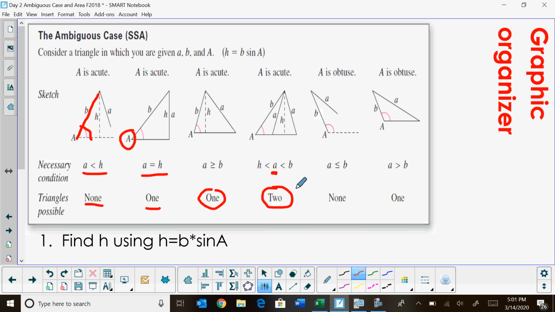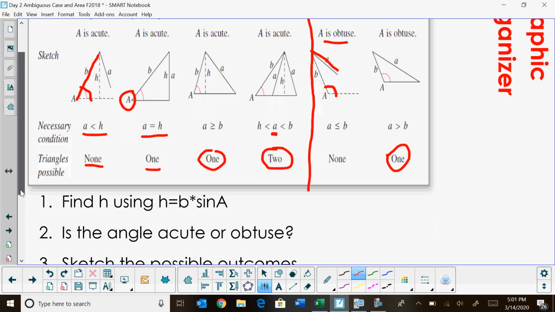We'll go specifically into that. Now, when you have an obtuse angle A, it only has two cases. Either a is not long enough, so it won't create a triangle, or a is longer than b, so it creates one triangle. I know I went through that really quickly. We're going to go very slowly through each case, but just so you can get a sense of where we're going with this.